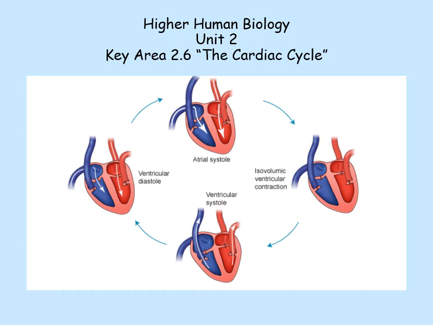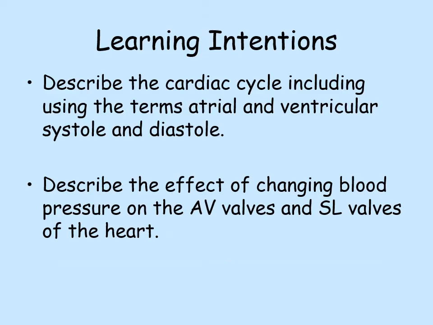Hi there. This lesson is looking at the Higher Human Biology course, the Unit 2 work covering Key Area 2.6, and in particular we're going to look at the cardiac cycle. At the end of this lesson I'm hoping that you will be able to do two things. You should be able to describe the cardiac cycle including using the terms atrial and ventricular, systole and diastole. And you should be able to describe the effect of changing blood pressure on the AV valves and the SL valves of the heart.